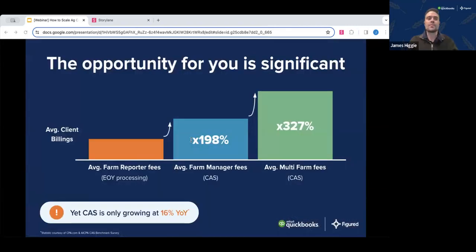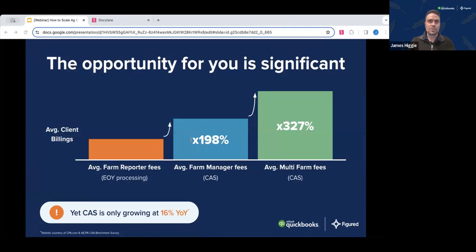Thanks, Tim. I see the topic of this conversation is CAS. So what does CAS mean? It's client advisory services. Historically, that as a service is incredibly fast growing, but it hasn't been fully integrated into specific verticals or industries within firms. And that's where we think there's a really strong opportunity.